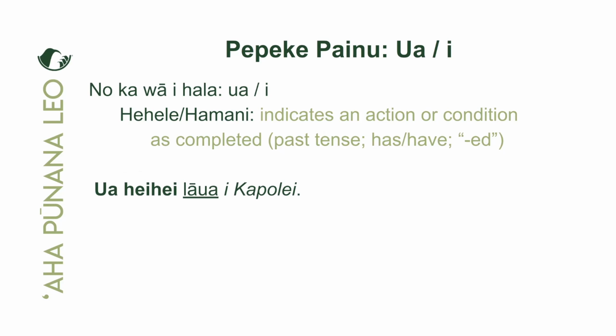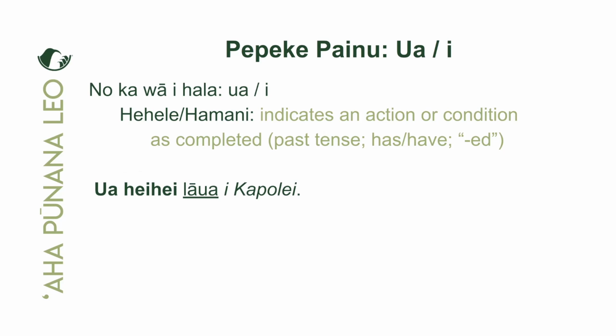Okay, hei hei is our painu. It is our verb that we're covering this lesson, which is in your papa hua 'ōlelo, your vocabulary list. So hei hei, who's doing the hei hei? Laua. Laua is our papani, meaning they two or them two. Where are they going to? Where are they doing this hei hei? I Kapolei. I Kapolei means toward Kapolei. They're moving toward Kapolei.